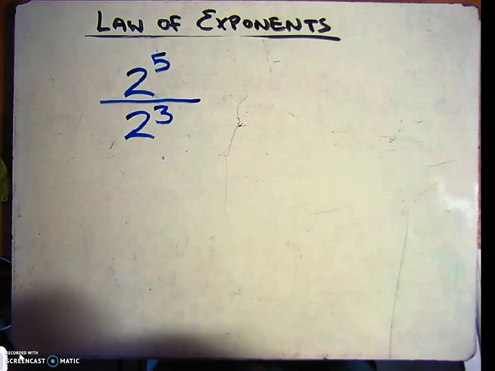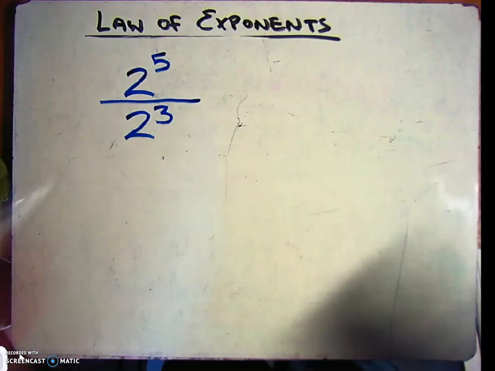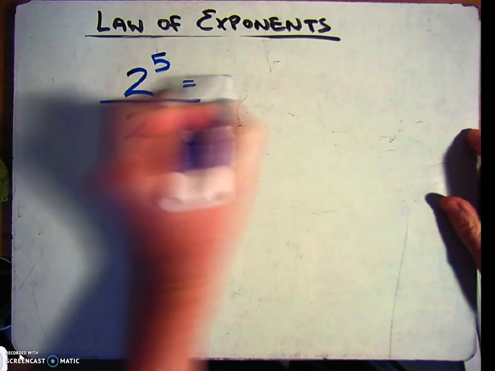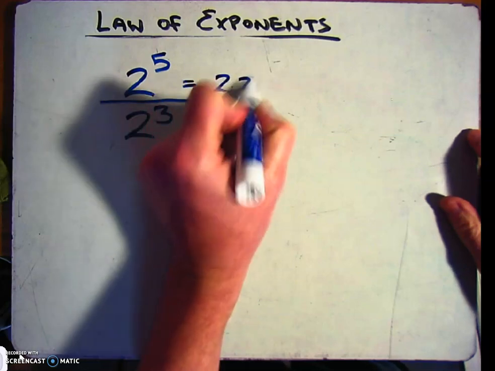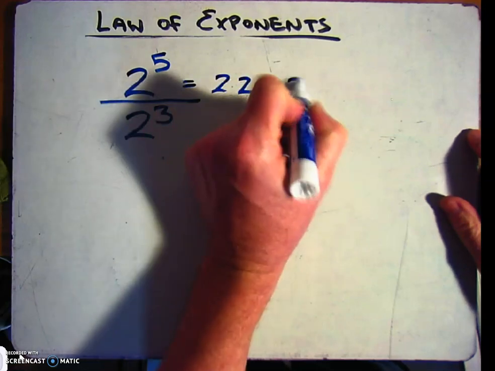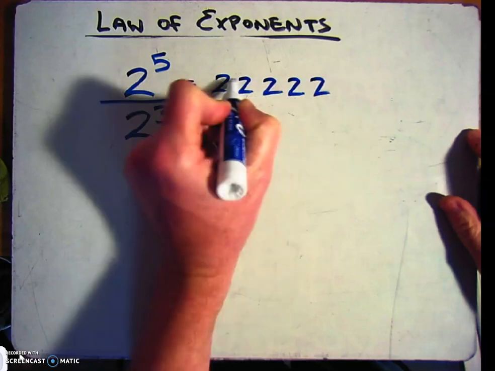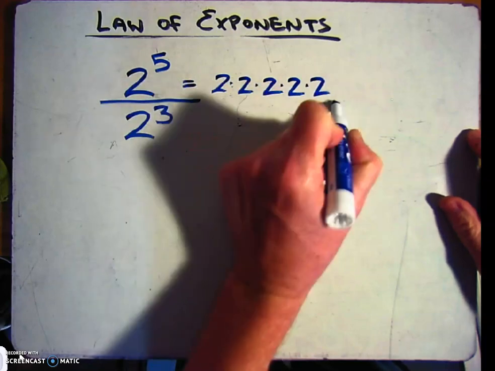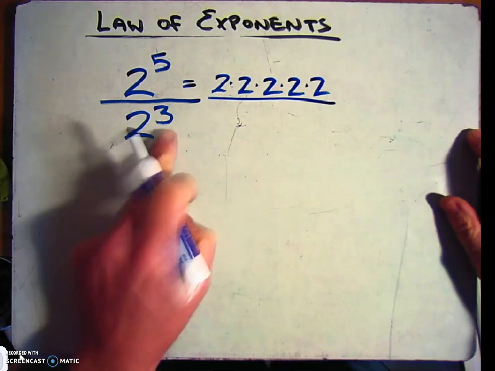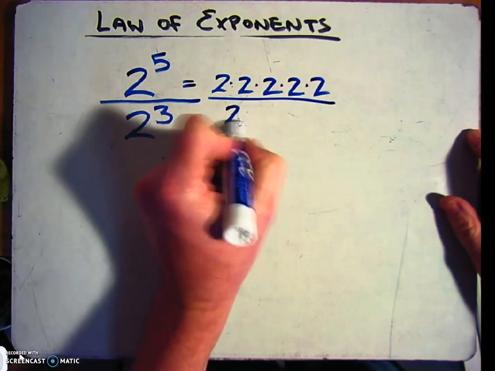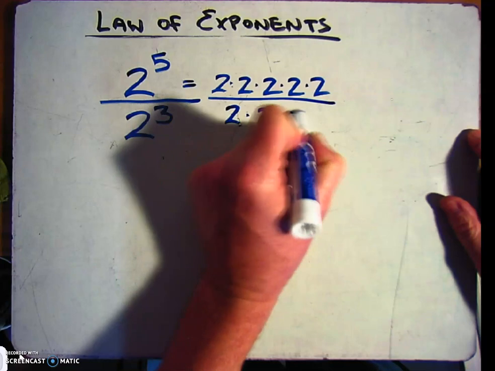What happens when you have a base number to an exponent and you want to divide it by that same base number to a different exponent? Well, if we were to expand this out, 2 to the 5th power is the same as 2 times 2 times 2 times 2 times 2, 2 times itself 5 times. 2 to the 3rd power represents 2 times 2 times 2.